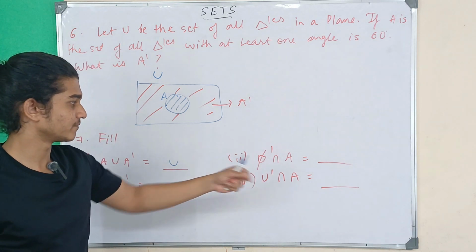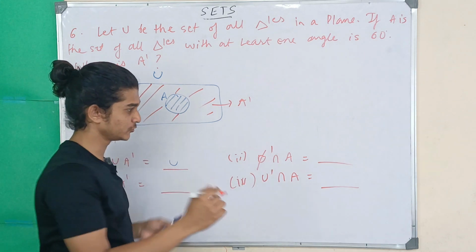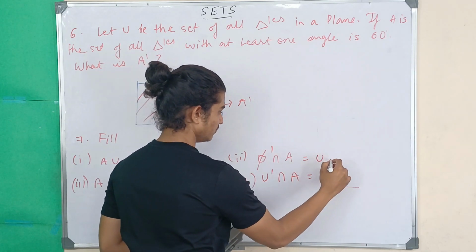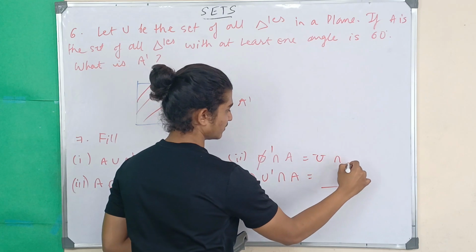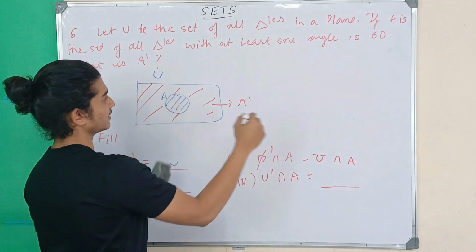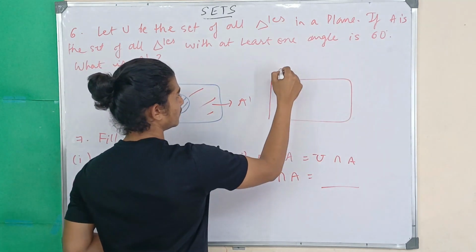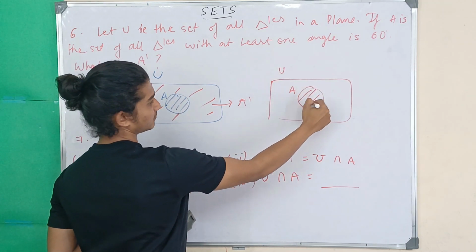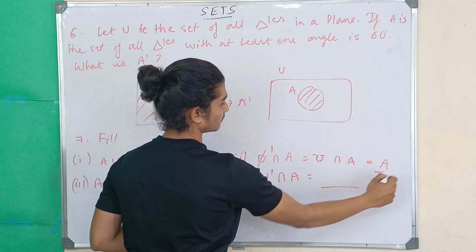Next, phi complement intersection A. The empty set's complement, as I told you, is the universal set, so I can write this as U universal set intersection A. What is common between the universal set and A? This is your universal set and this is your A set. What is common between them? A itself. So the answer is A.